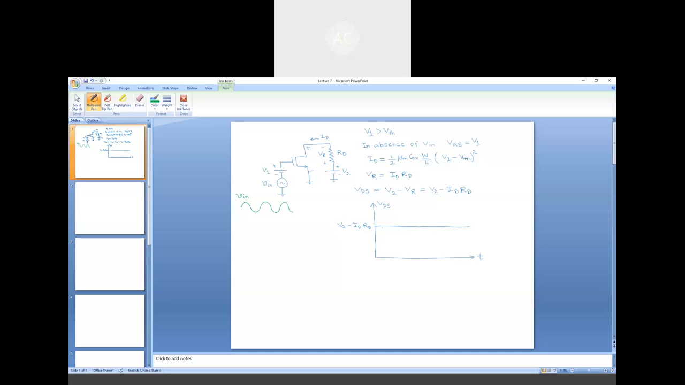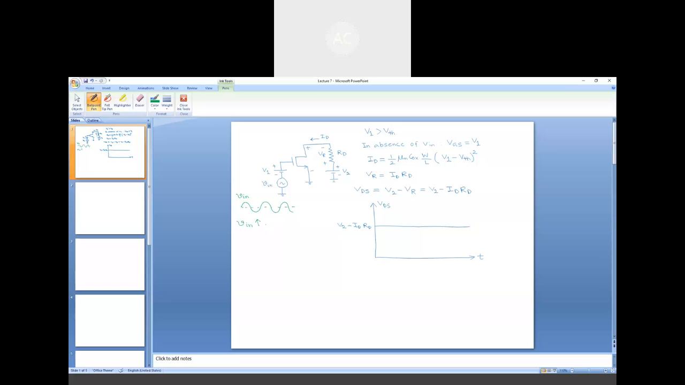So accordingly, if we just plot the value of VDS with respect to time, you find that as ID increases, so let me write it down over here, as Vin increases, so let me consider this is the ground line.